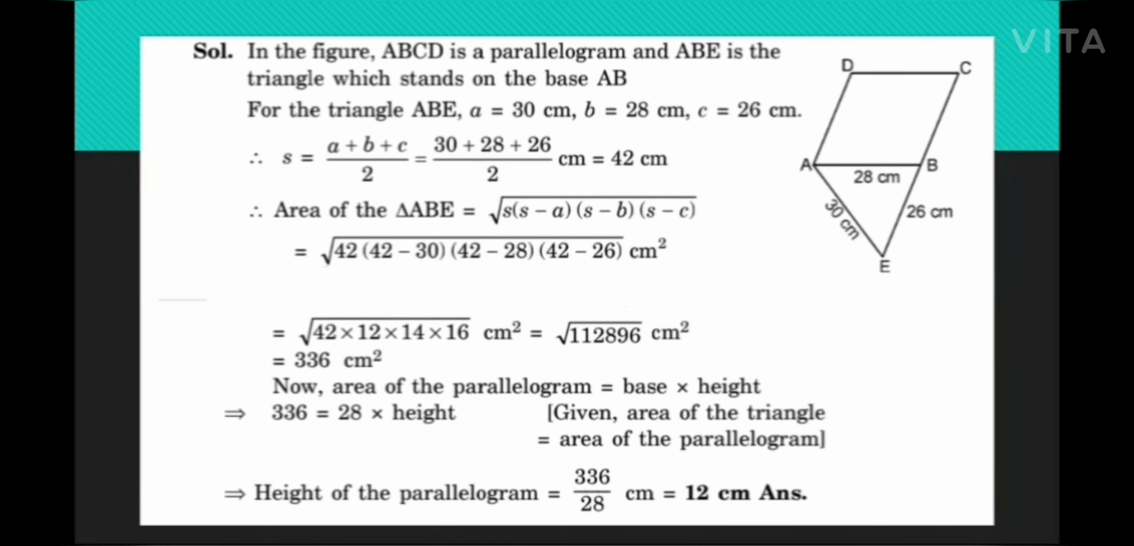Suppose I am finding the area of triangle ABC. So first of all, I need to find half of the perimeter, which is equal to (30 plus 30 plus 48) by 2, which is equal to 54 meter. Okay, now put the values of A, B, C in Heron's formula. Do the simplification. Area will be 432 meter square.